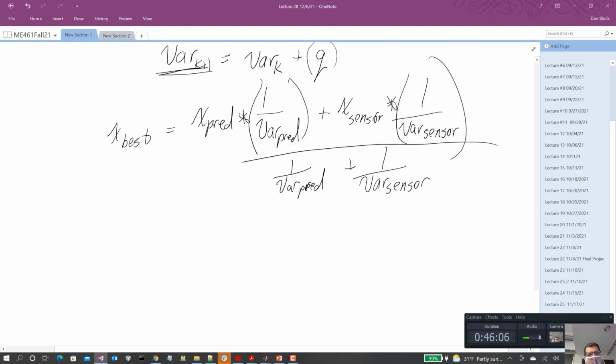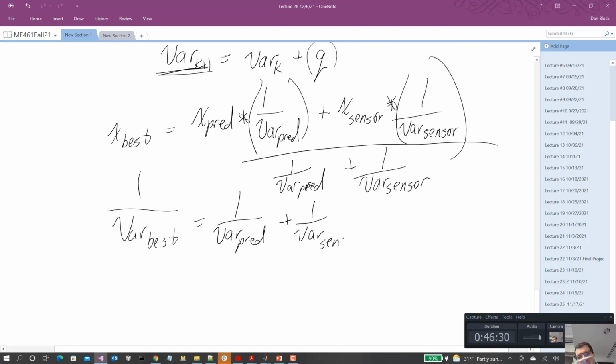So, our variance best, or 1 over our trust, variance best 1 over is equal to 1 over the variance of the prediction plus 1 over the variance of the sensor, right? So in other words, the sum of the trust right here. Sorry, so these are two equations. Gets a little confusing there. But these are the two things we have to solve for each correction step, don't we?